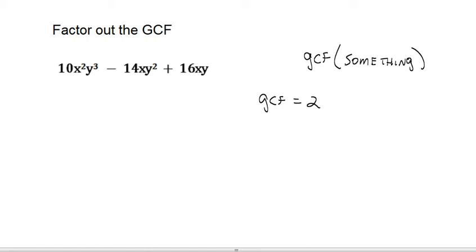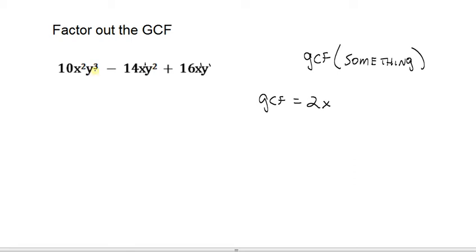Now we go to the x's. Let's take the variables one at a time. I've got x squared, I've got x, and remember this is x to the first power, and then 16xy, and again the x here and the y here is just raised to the first power. Now what they have in common is x. Sure, this guy has x squared, but these guys don't. It has to be common to all three. The only thing common to all three is 1x.